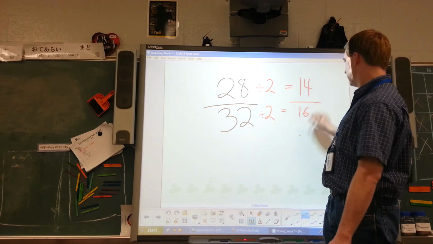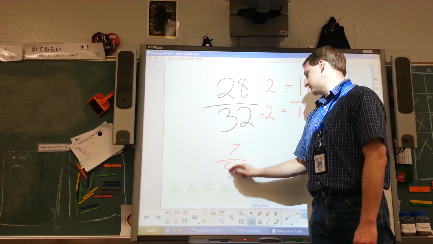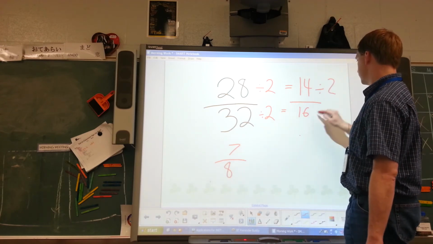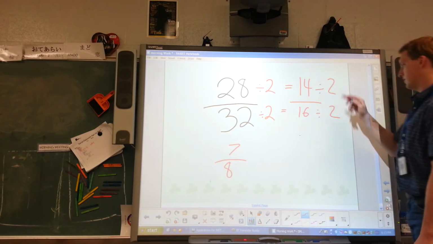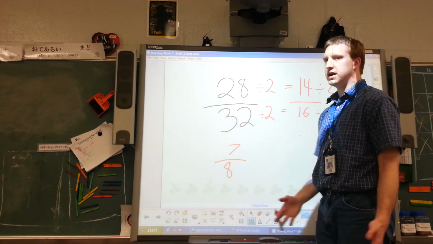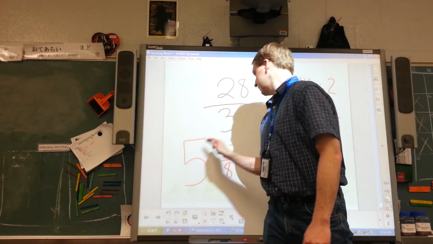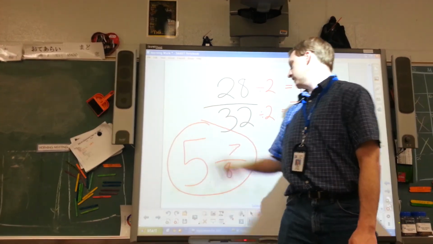16. If we chop them both in half again, you're left with 7 over 8. That's dividing by 2. 7 over 8, and 7's prime, that doesn't go into it either, so you're done with the fraction. Remember that whole number was 5, so this is the total answer.